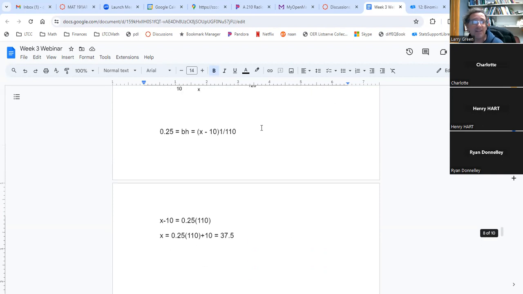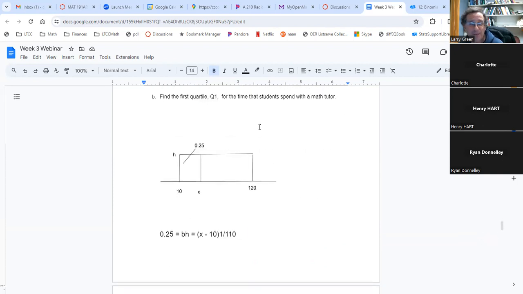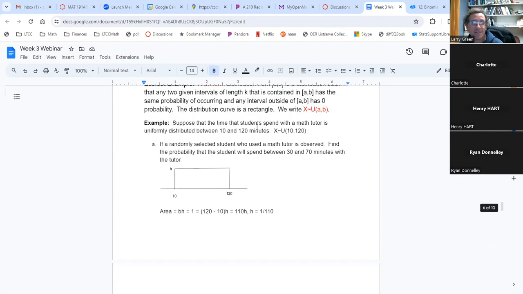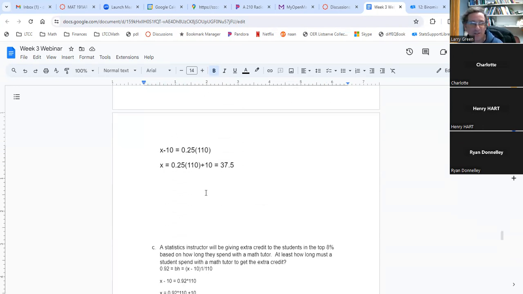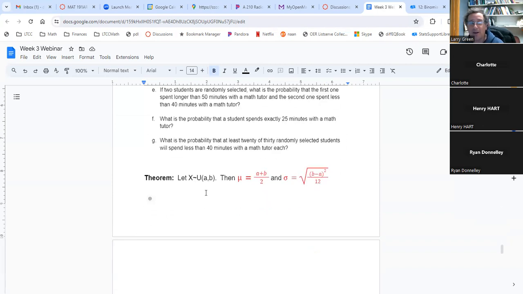Doesn't it make sense that in this example, if you wanted the mean for this rectangle, you'd add 10 plus 120 and divide by 2? Doesn't that seem how you get to the middle there? Do you agree that that makes total sense? Now you still might want to write it in your notes, so that you have it.